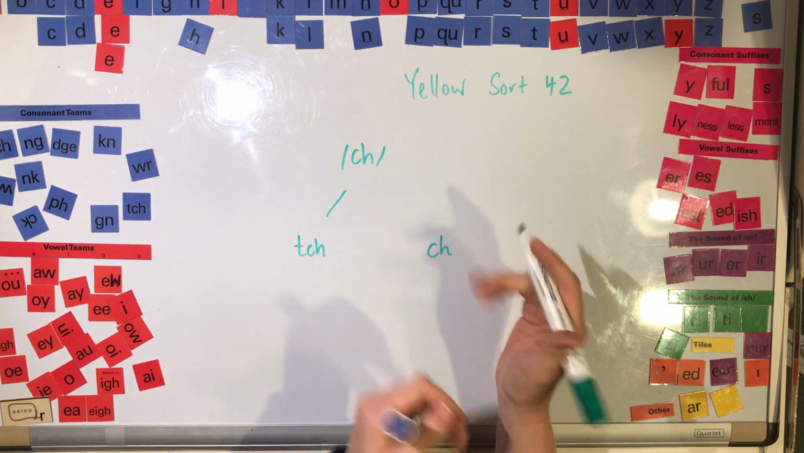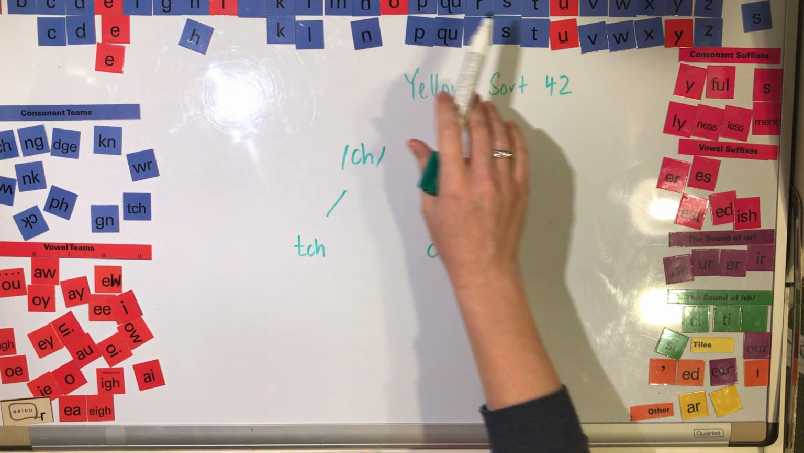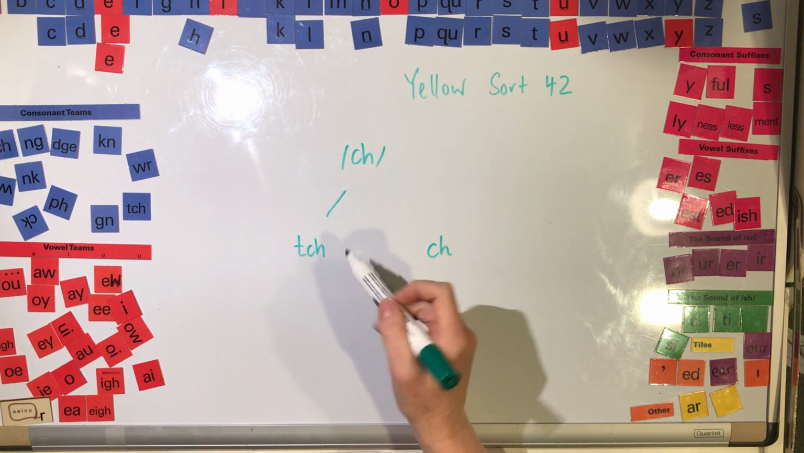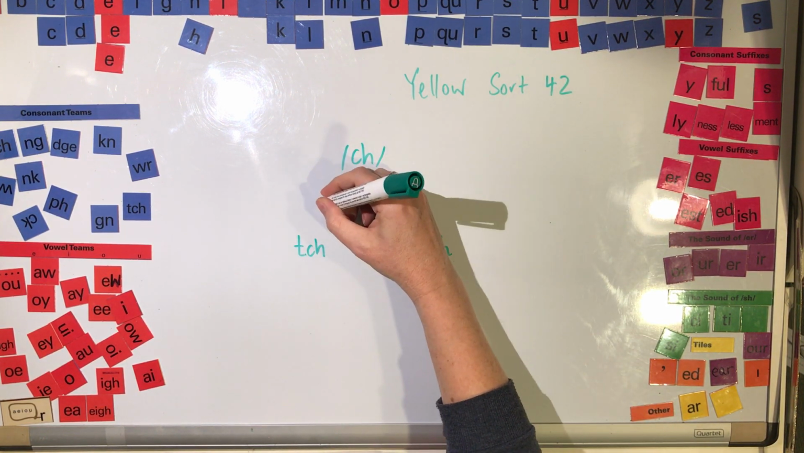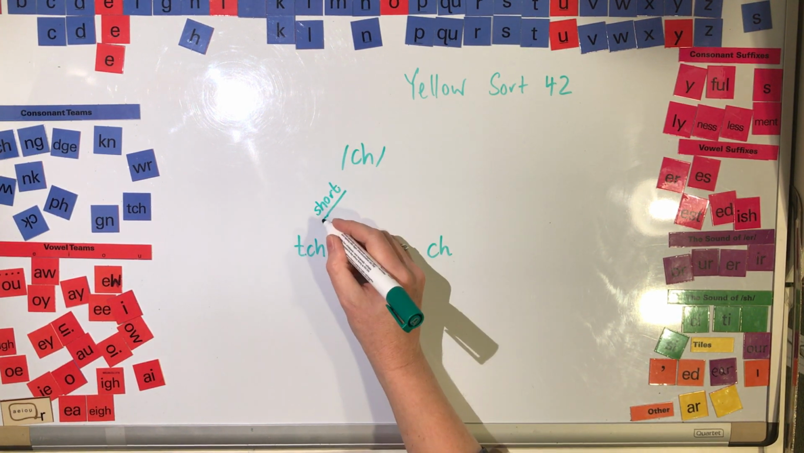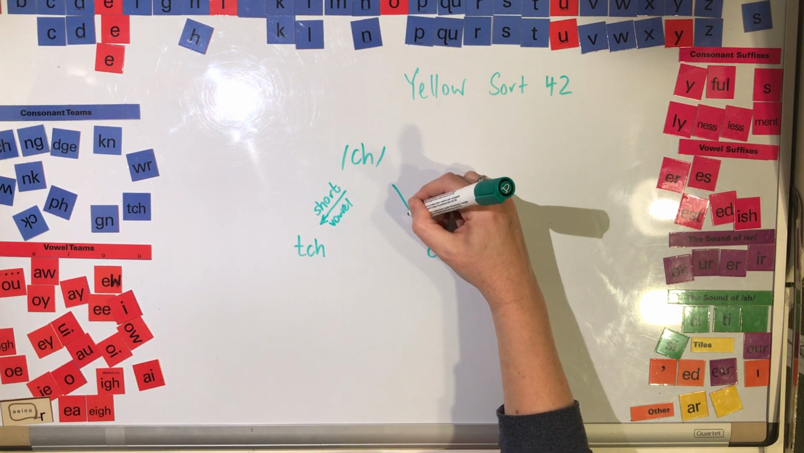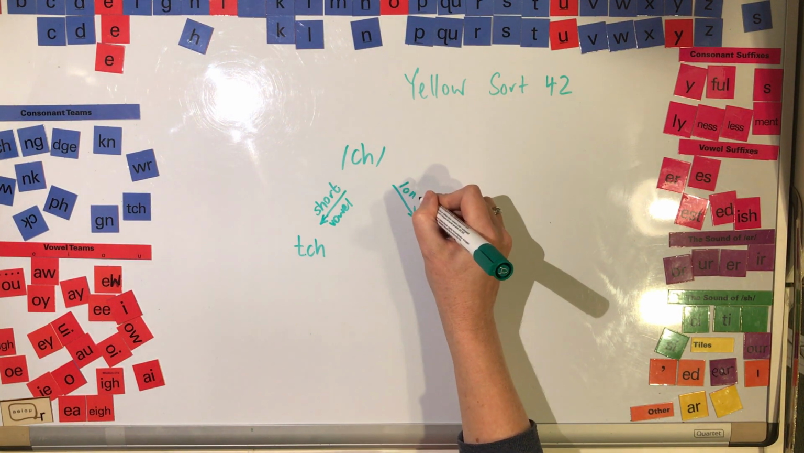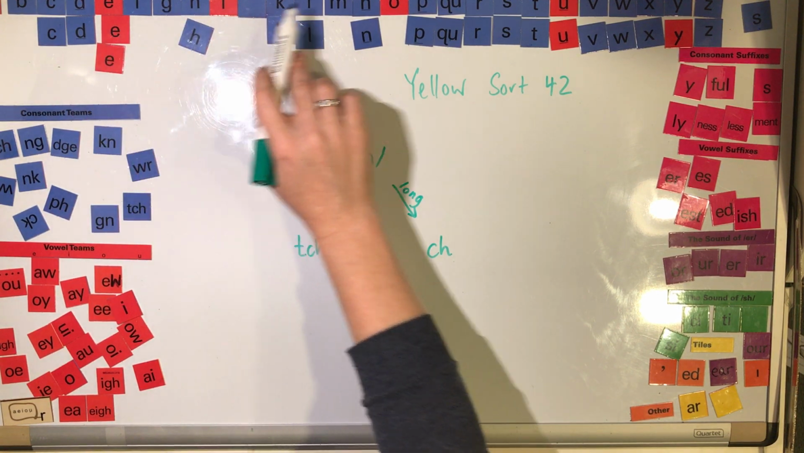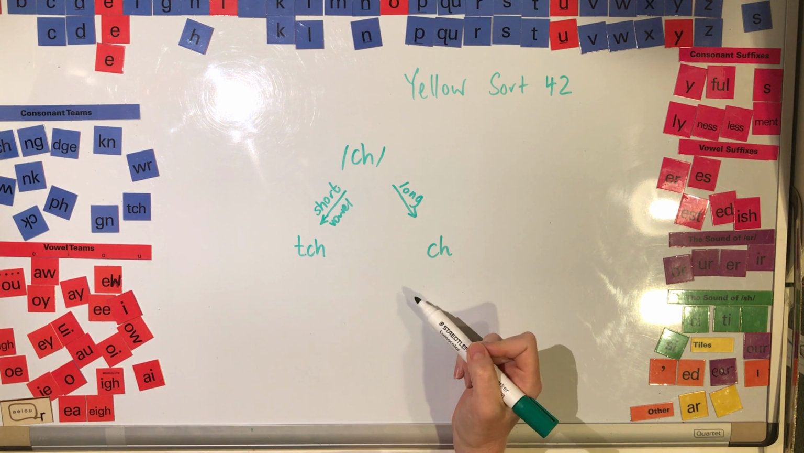So let's recap our short vowel sounds: A, E, I, O, U. If it's a short vowel sound, we're going to go to this side. But there are three letters that are exceptions to that. And if it's a long vowel sound, remember our long vowel sounds are A, E, I, O, U, then we go to just the CH.